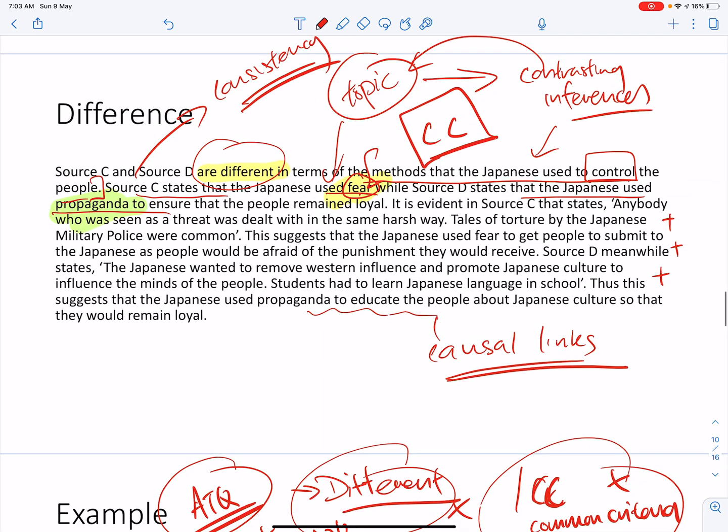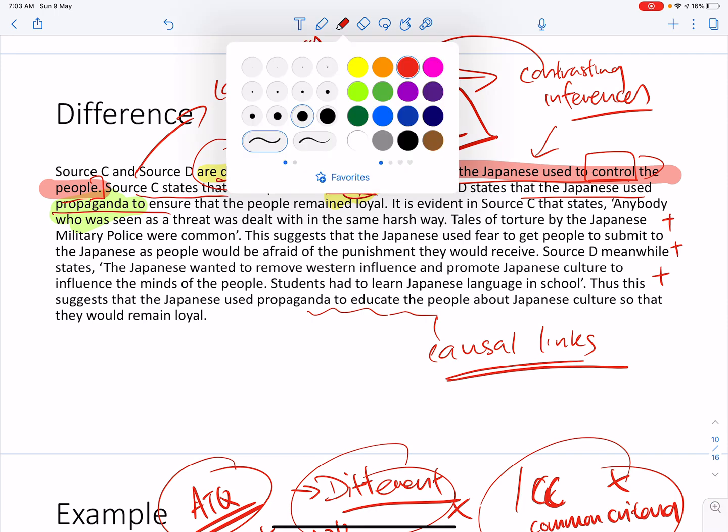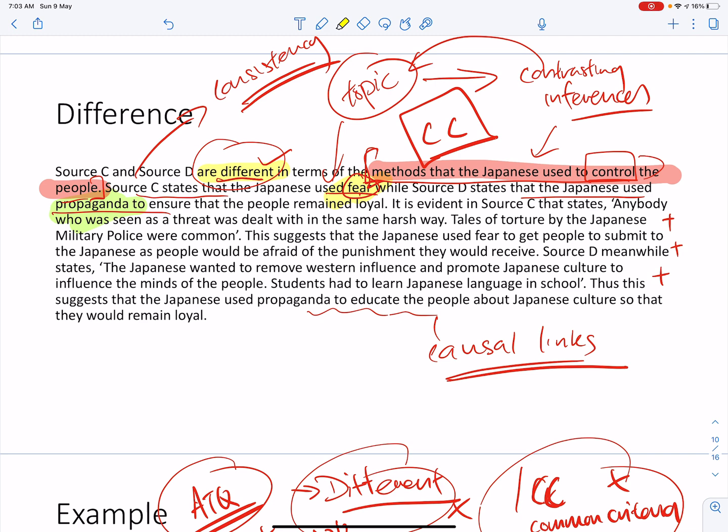Okay, let's see. C and D are different. Your ATQ are different, right, in terms of what? The methods they use to control the people. Alright, this is my criteria. Okay, after that, my inferences from my criteria. What exactly is the difference in the methods? Well, C says they use fear, while D states that they use propaganda. So I'm very clear. I'm talking about these methods to control. I'm clearly stating what each of the sources tell me about this method, which is one is about fear, the other one is about propaganda, to ensure the people remain loyal.